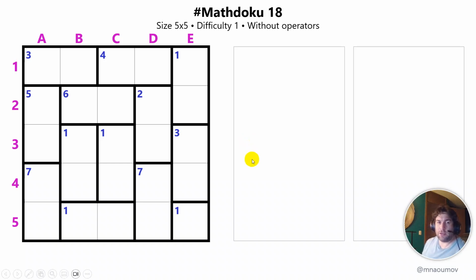We are going to solve puzzle size 5 by 5, difficulty 1 without operators. First, we start with single cells. I found this one.